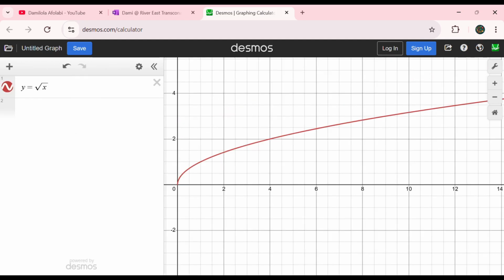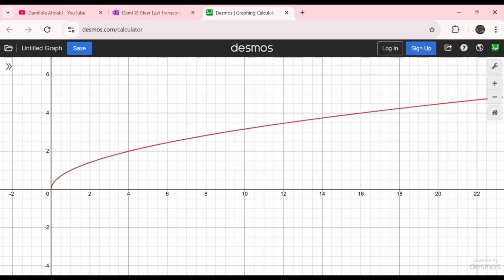And this is how the graph y equals the square root of x looks like.